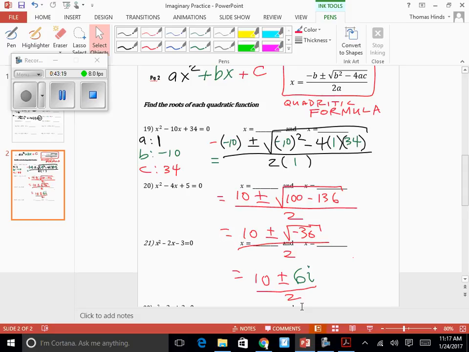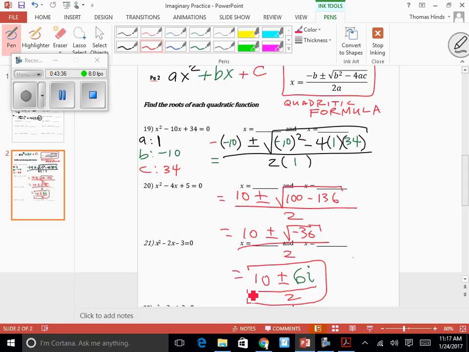Notice how you have those 2 x's? Technically what you found out right here are 2 zeros. In other words, x equals the positive version, 10 plus the 6i over 2, and then x equals the negative version, 10 minus 6i over 2.